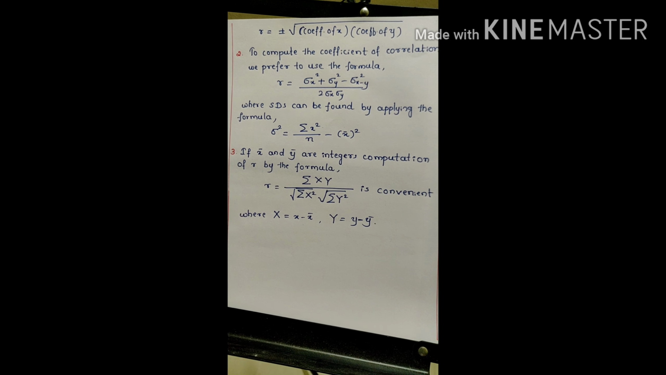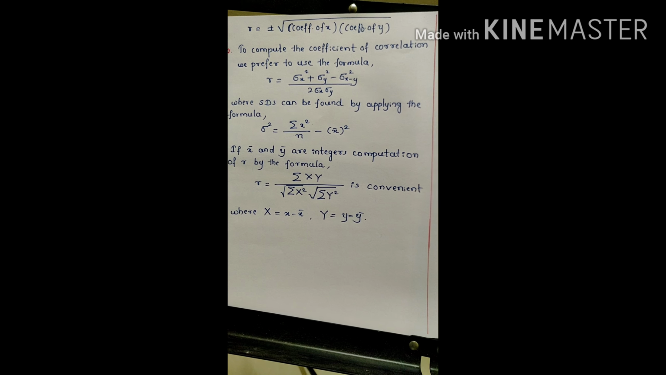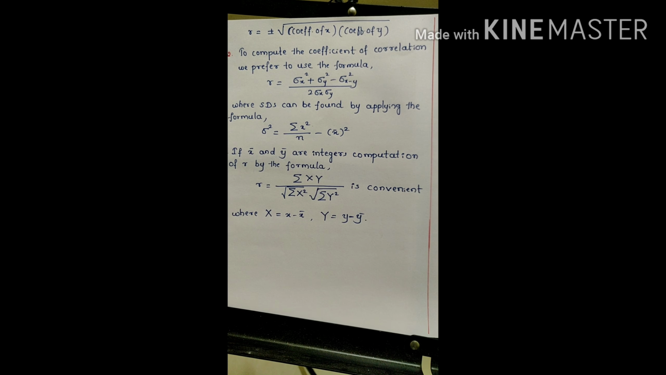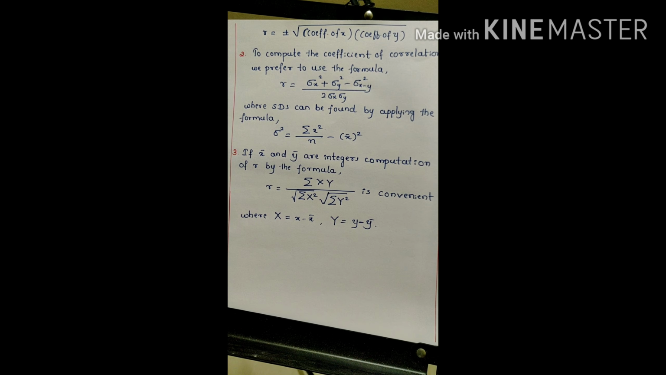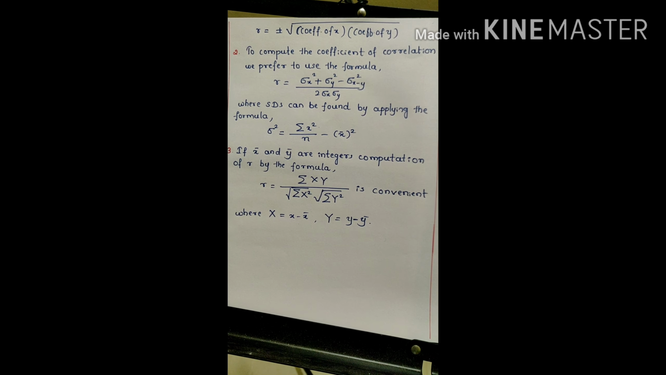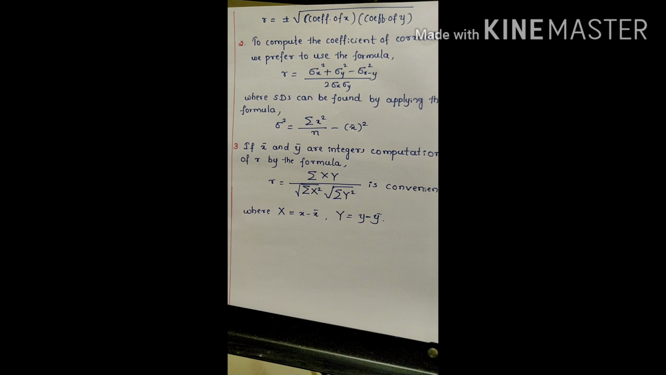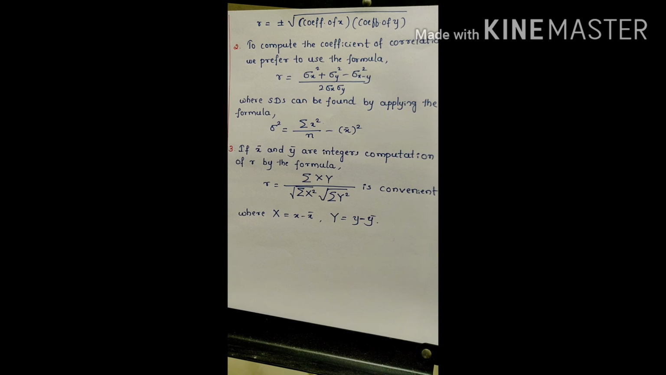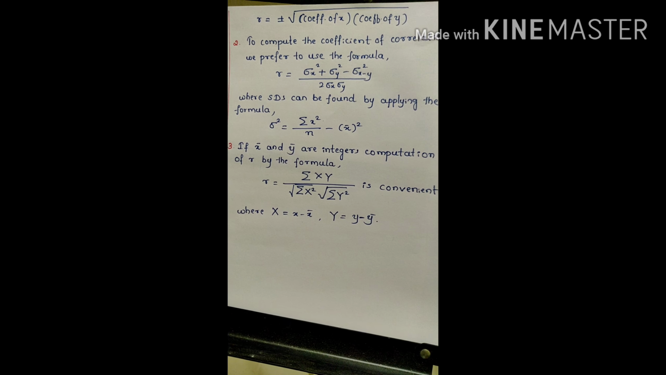If x bar and y bar are integers, computation of r by the formula is r equal to summation of XY divided by square root of summation of X square into square root of summation of Y square. It is convenient, where capital X and Y are what? X minus x bar and y minus y bar. So depending upon the problem given, question asked and data given, we may use both the formulas in different ways.